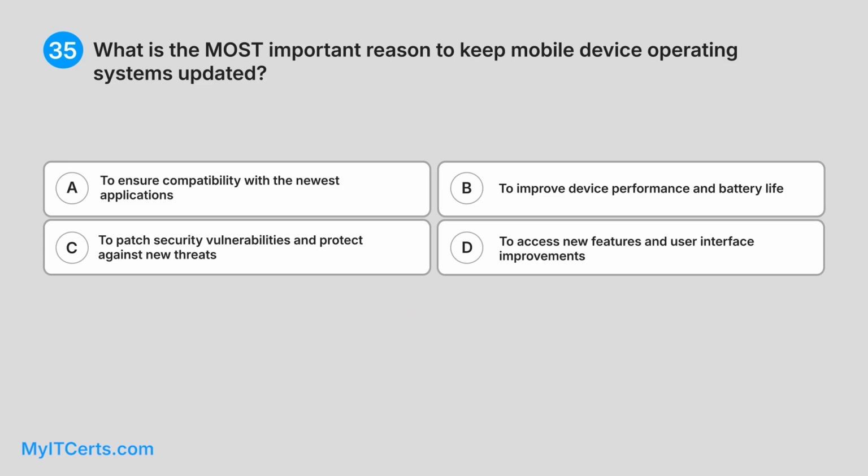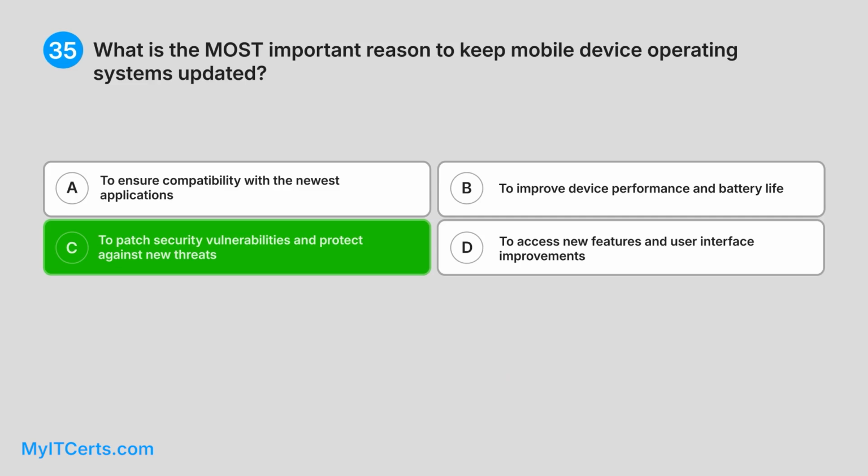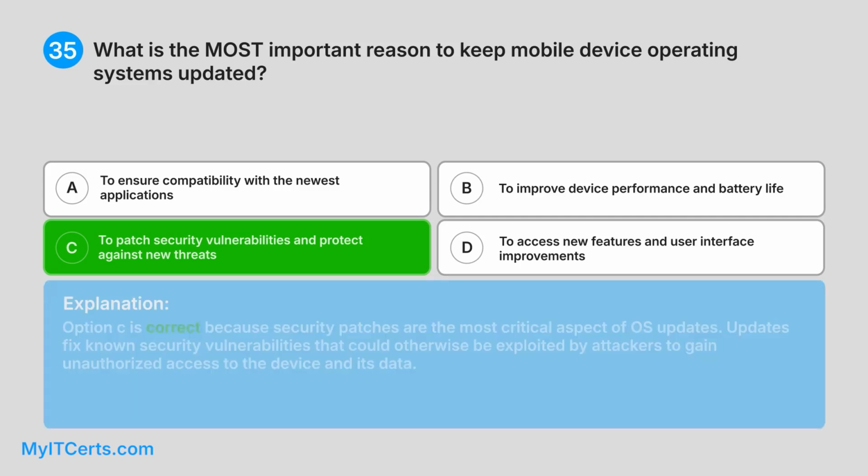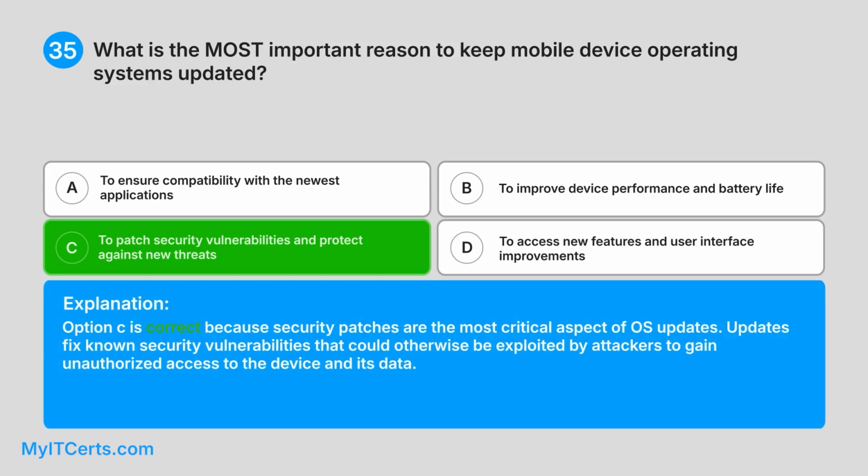Correct answer. C. To patch security vulnerabilities and protect against new threats. Explanation. Option C is correct because security patches are the most critical aspect of OS updates. Updates fix known security vulnerabilities that could otherwise be exploited by attackers to gain unauthorized access to the device and its data.